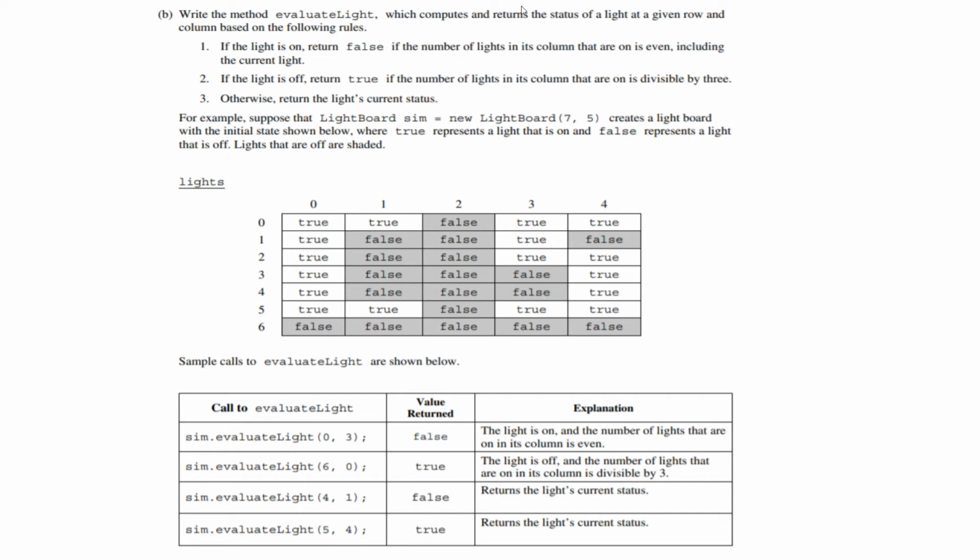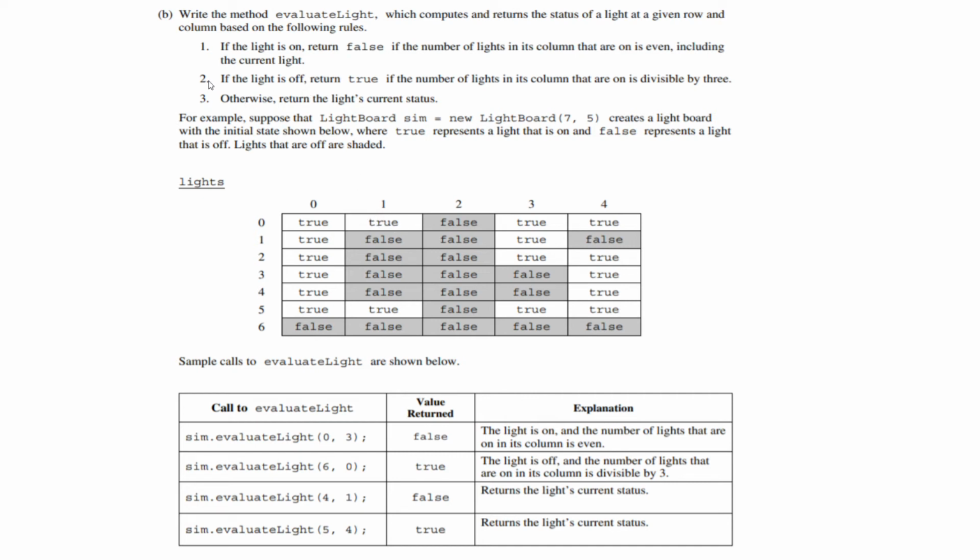So now let's go back to our steps. So if the number of lights in its column that are on is even, is 2 even? Yep. And it's telling us to include the current light, which is this, which we already did. So since the number of lights that are on are even, then we're going to be returning false. But you can't forget this cell, that current one that we're on, also has to be true.